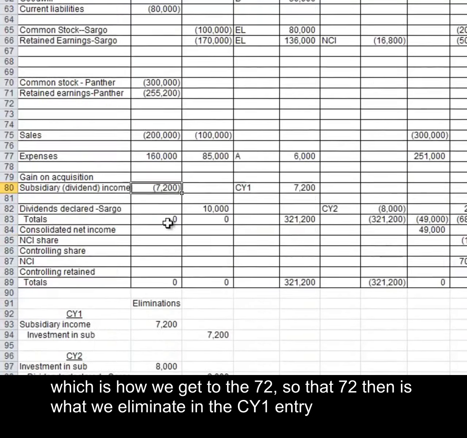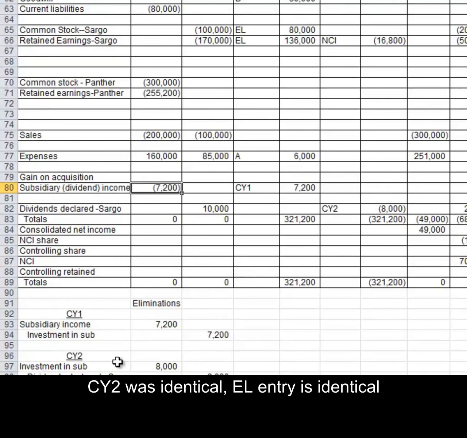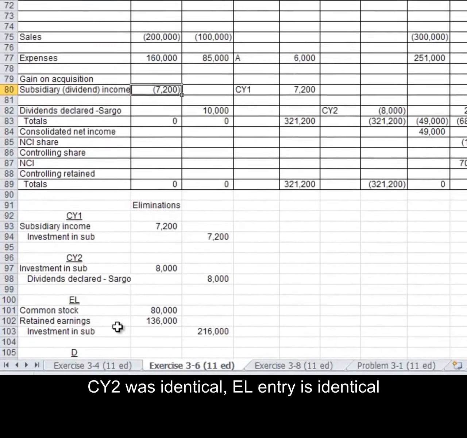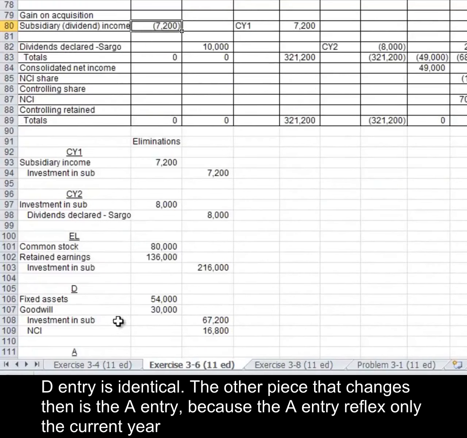So that 72 then is what we eliminate in the CY1 entry. And again, you go right to the parent's trial balance to get that amount. CY2 is identical, EL entry is identical, D entry is identical.